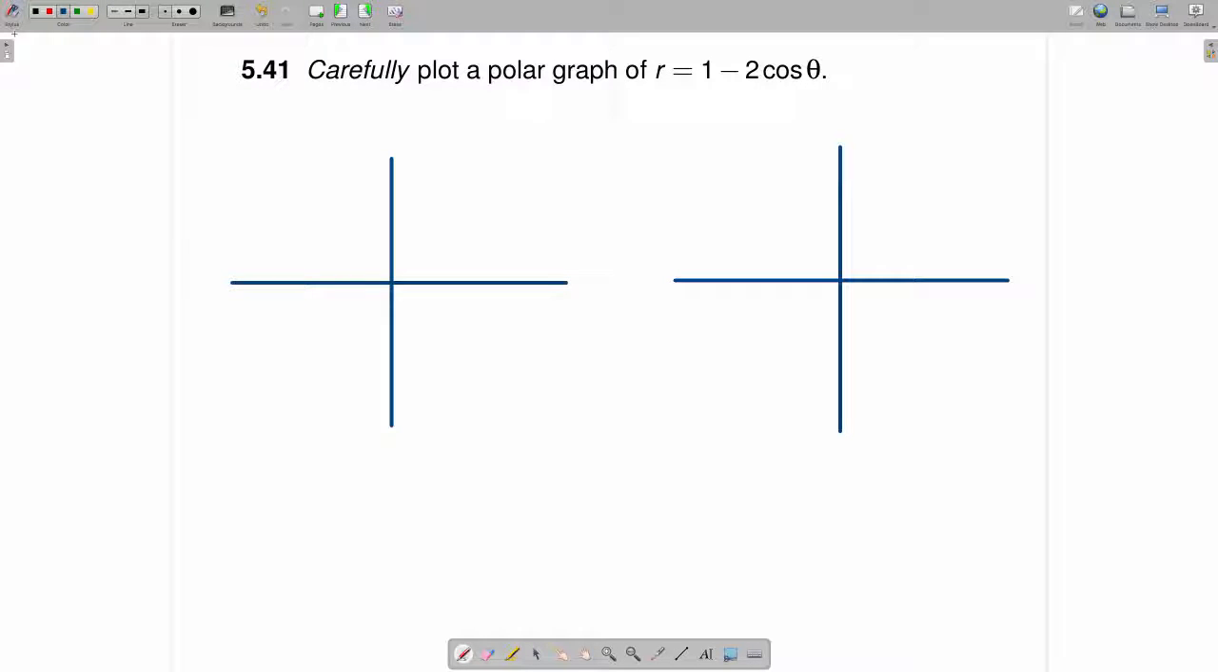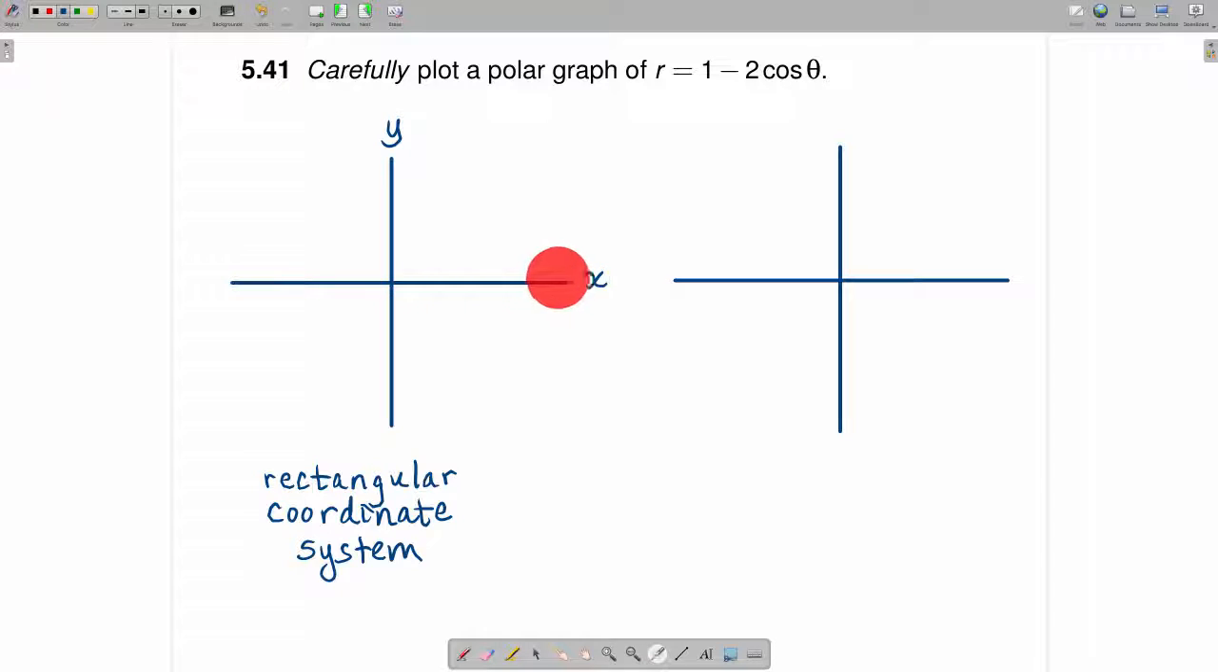Carefully plot a polar graph of r equals 1 minus 2 times the cosine of theta. As a review, we have been working up until now in what is known as a rectangular coordinate system. In a rectangular coordinate system, we're given an ordered pair x, y, and x will be the distance that you go along the horizontal axis, y will be the distance that you go along the vertical axis.